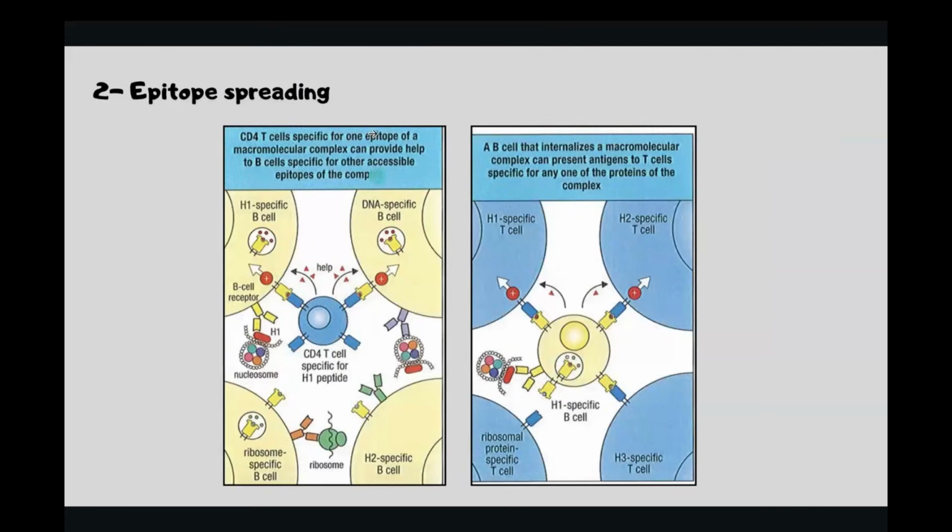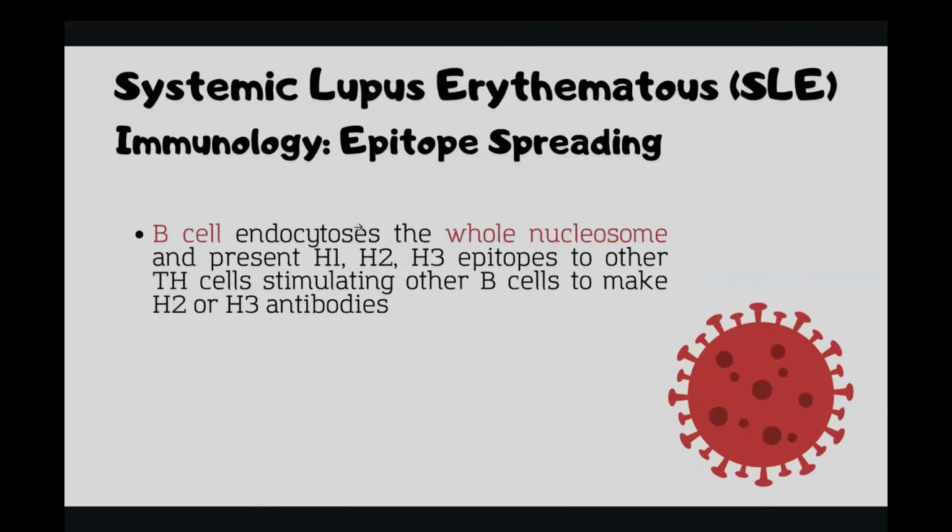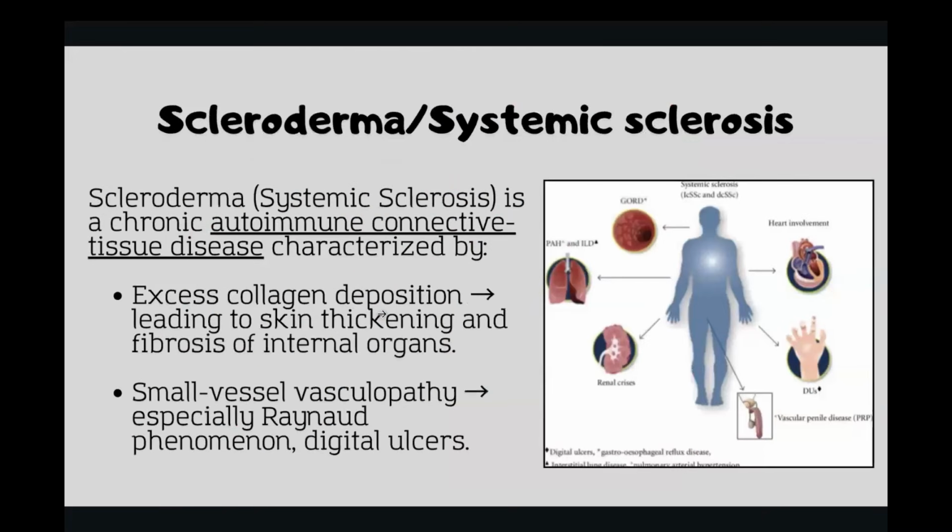Epitope spreading, again, as I said: the B cell is going to take this epitope, or the nucleosome, and express it to other B cells and T cells, causing a further prolonged autoimmune reaction. So the B cell endocytoses the whole nucleosome and presents H1, H2, H3 epitopes, whatever, to other TH cells, stimulating other B cells to make more antibodies. That's why it's an unresolved autoimmune response.